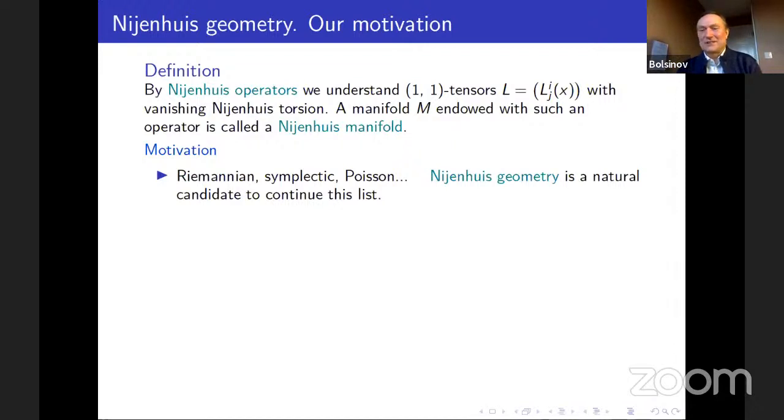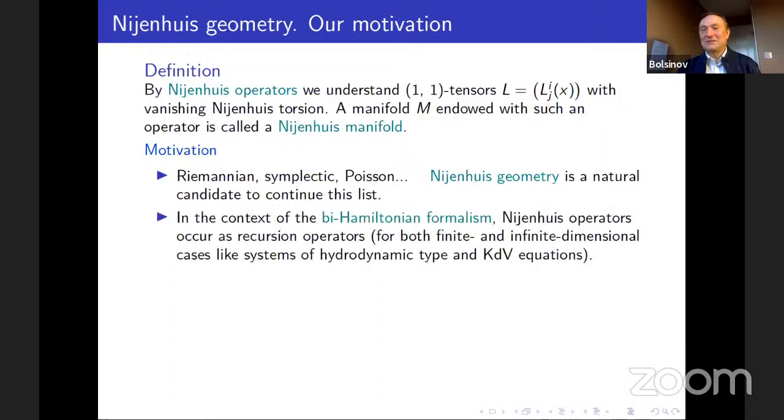Obviously that was not our original motivation. Originally we worked with compatible Poisson brackets, Lie pencils, and geodesically equivalent metrics, the three of us. We noticed that the Nijenhuis operators play a very important role in all these areas. So let me remind you where they appear.